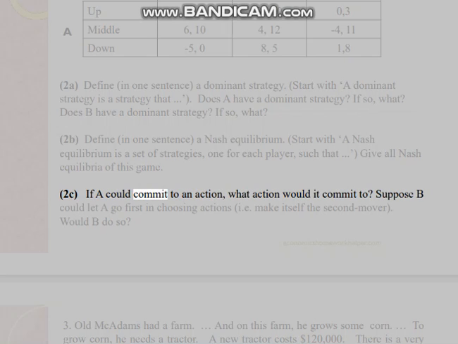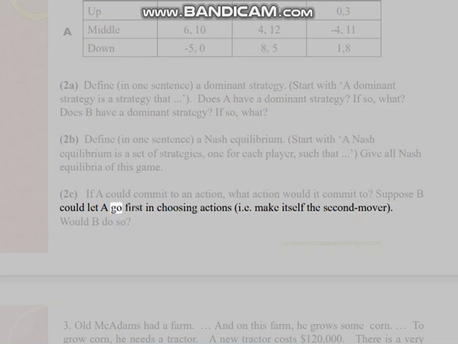2C. If A could commit to an action, what action would it commit to? Suppose B could let A go first in choosing actions, i.e. make itself the second mover. Would B do so?